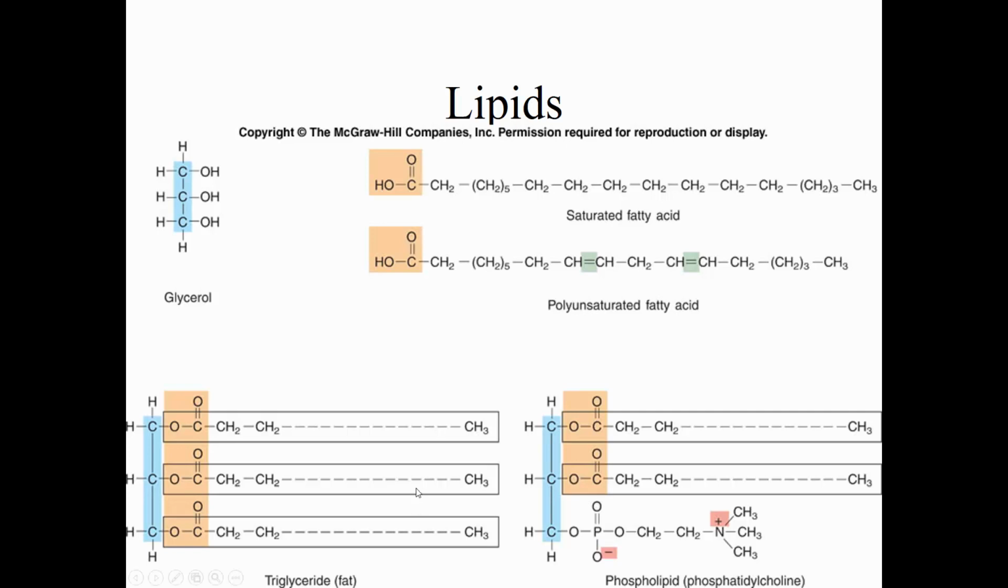So that tends to be animal fats. If you have a lot of carbon double bonds, that puts lots of bends in the polyunsaturated fatty acids, and then when you make a lipid out of it, a triglyceride, it has lots of bends. They don't pack in together. They tend to be a liquid at room temperature, and those tend to be your plant oils.